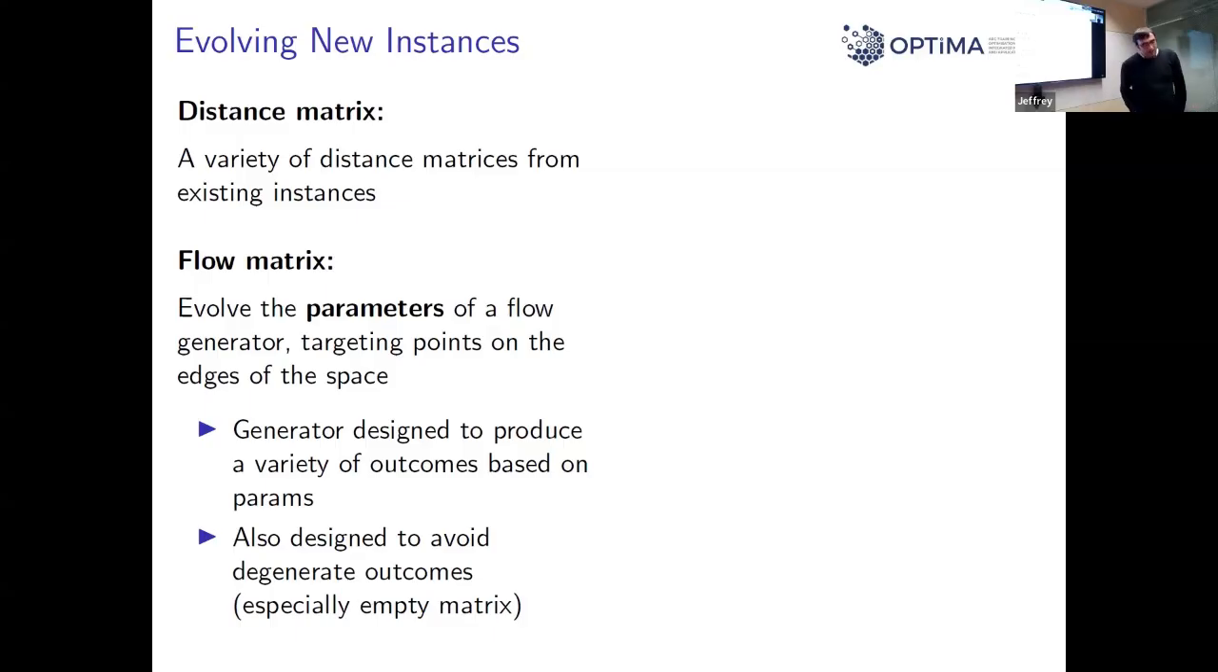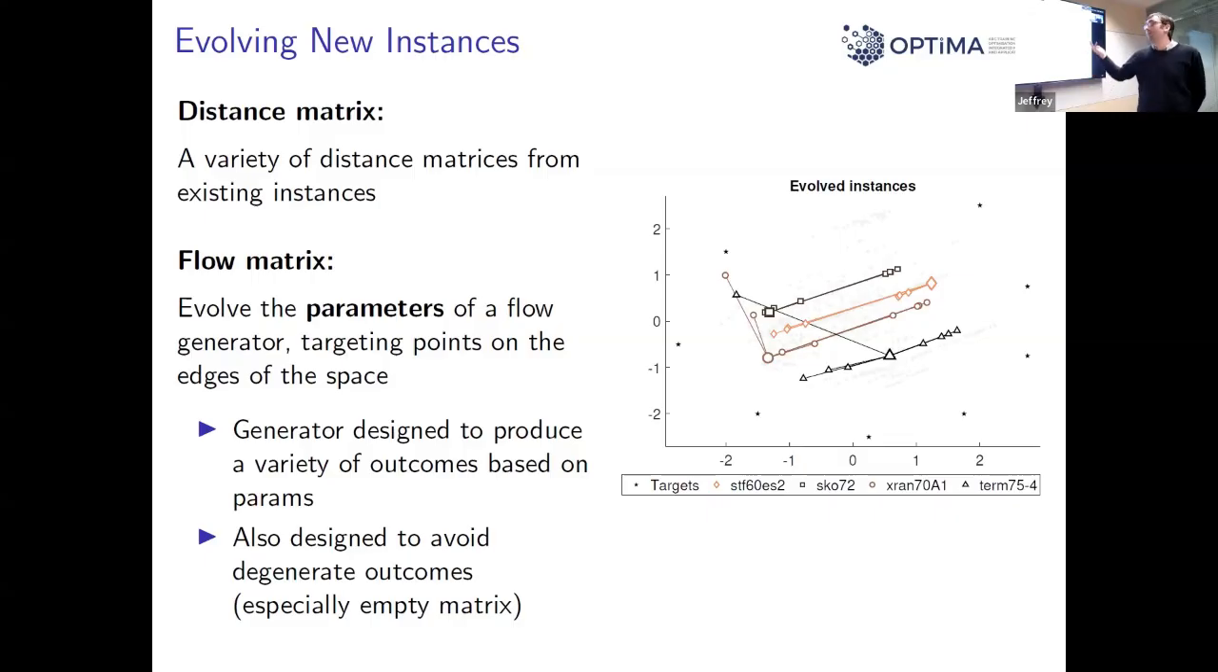So, as you might recognize from the knapsack instance space analysis, if you've heard me talk about that at some point, instead of directly evolving the problem data, we're going to evolve the parameters of a generator to try to generate new instances. And we're going to lock it down even more. We're going to set the distance matrix to be constant and try to evolve parameters for a flow generator to try and generate instances with the desired properties.